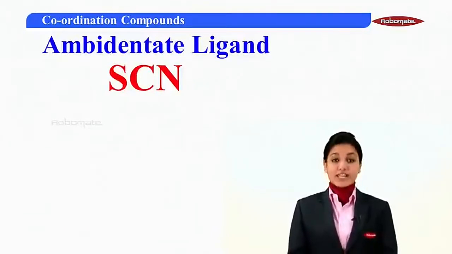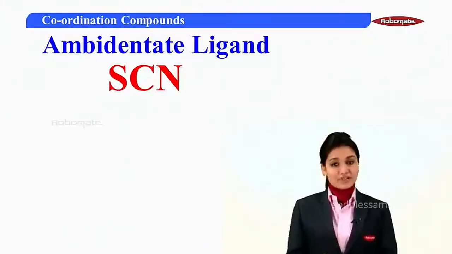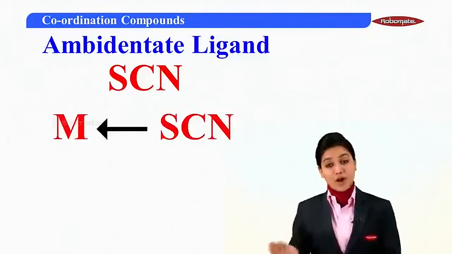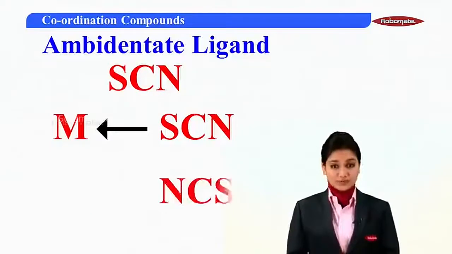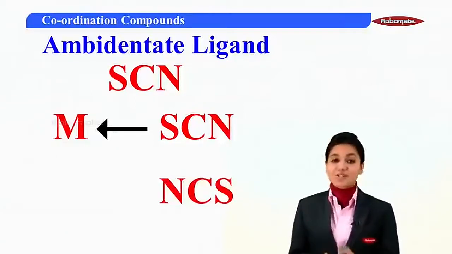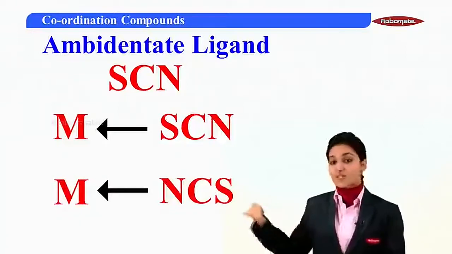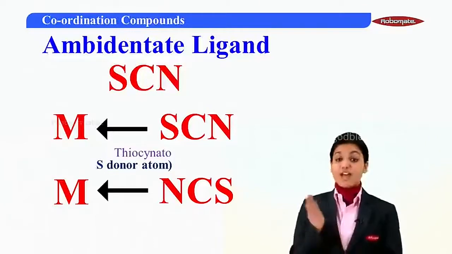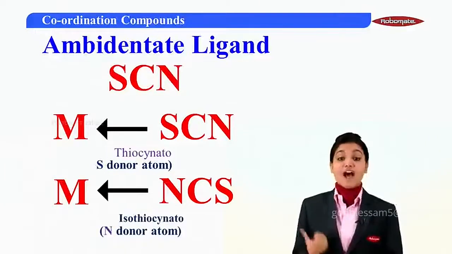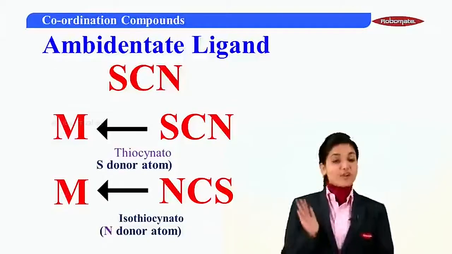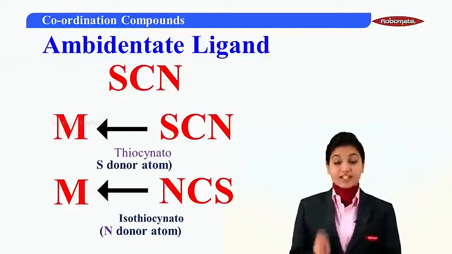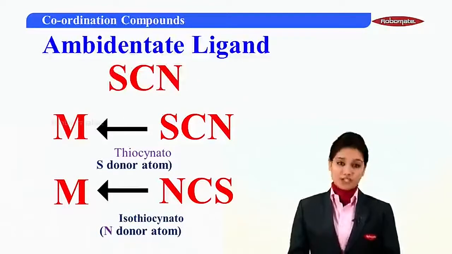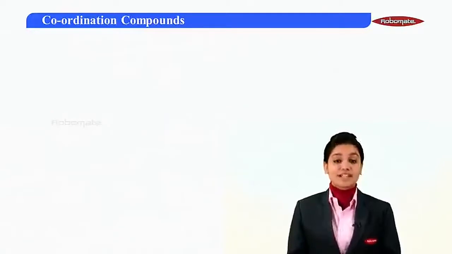Ambidentate ligand, again, SCN. In SCN, we again have two donor atoms. One is sulfur. So when sulfur is forming a coordinate bond with a metal, it is called thiocyanato. In the same ligand, even nitrogen can act as a lone pair donor. So in this case, nitrogen is forming the coordinate bond. Whenever sulfur is the donor atom, it is called thiocyanato. But when nitrogen donates the lone pair of electrons, it is called isothiocyanato. So again, what we observe here is a single ligand containing two donor groups, that is sulfur and nitrogen, but at a time only one will form the coordinate bond. Such ligands are called ambidentate ligands.